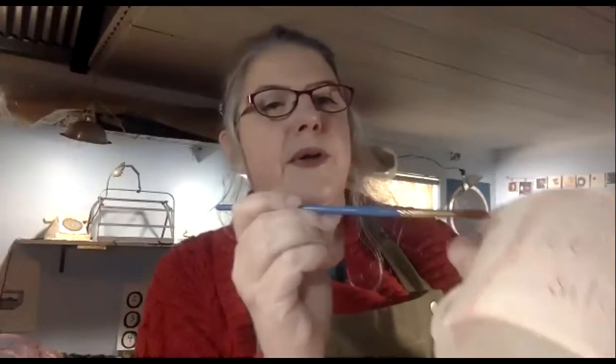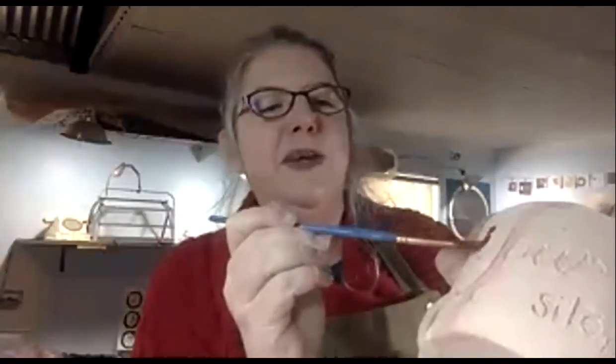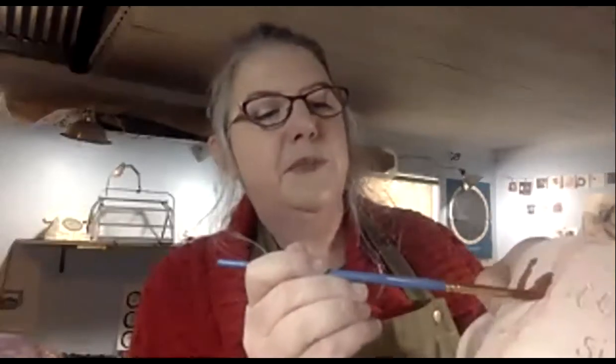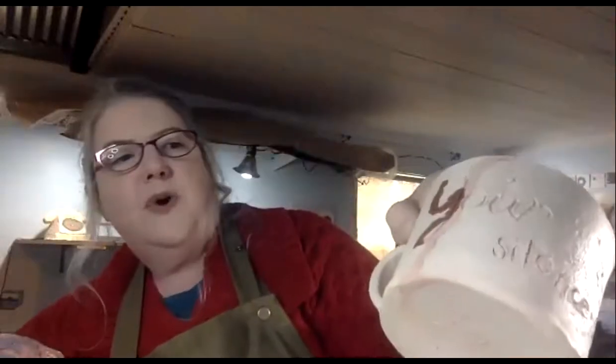So I'm going to apply a little oxide on here. I've got this piece that had some lettering on there. And if the oxide is too creamy or thick, it's really hard to sponge off because this is really saturated. You don't need a lot. I'm just going to put it in the lines there. I'm going to take some water, get my sponge wet.